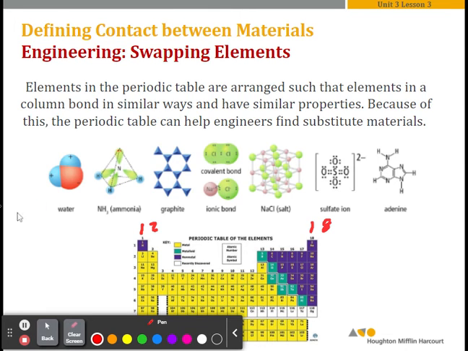Nonmetals are on the right side of the periodic table. In this periodic table, they're colored in purple. They tend to gain electrons, and they do not make good conductors of electricity.